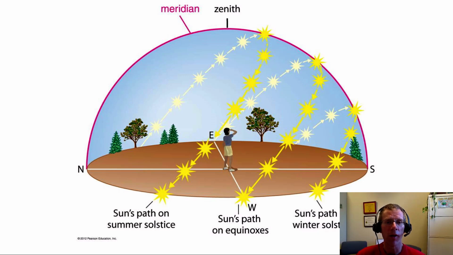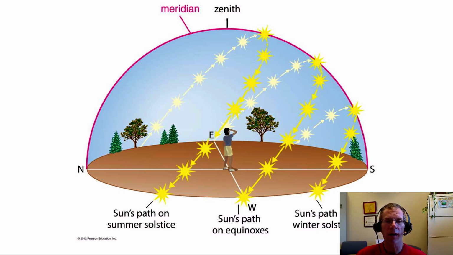In fall and spring, the sun rises pretty much due east, and in fact on the first day of spring and the first day of fall, the sun does rise due east. It gets to a mid altitude in the sky, and then sets due west. And it's in the sky a mid-range amount of time.